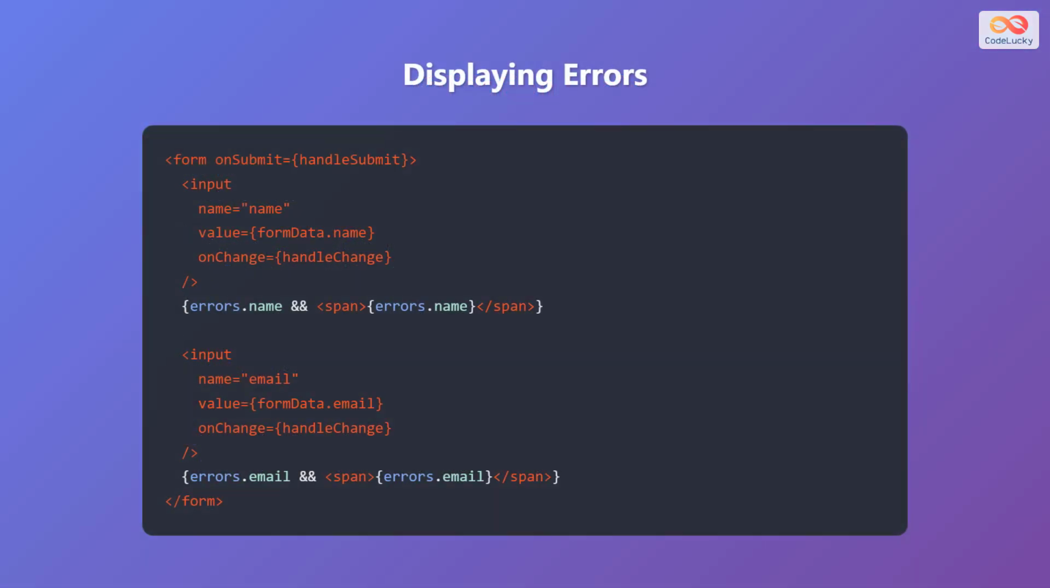To display errors in the user interface, we need to show the error state of the forms. Start by rendering the form with an onSubmit handler called handleSubmit, then add the input fields for name and email, and also render the values coming from the form data state and the onChange event handler. Finally, conditionally render a span element to display the error message if there's an error in the errors state for the corresponding input field. If there are errors, then the errors will be displayed.